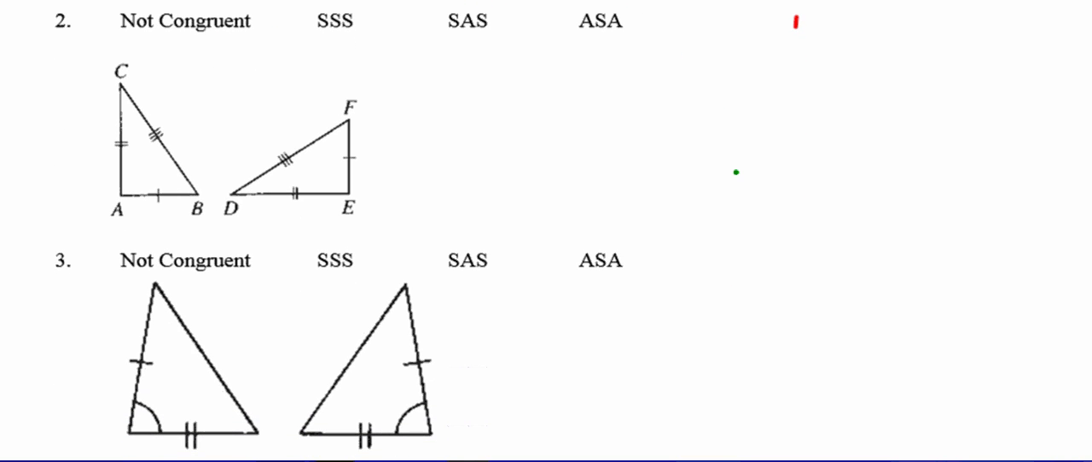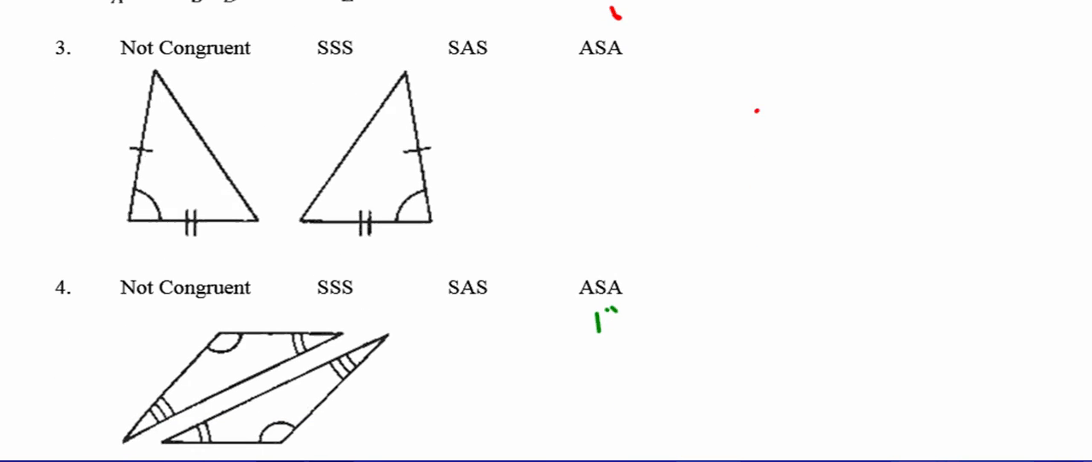Second one, I'm going to approach the same way. I'm going to ask myself, do I have three pairs of congruent sides? And the answer to that is, looking at the picture, yes, indeed, I do have three pairs of congruent sides. So this is an example of side, side, side.